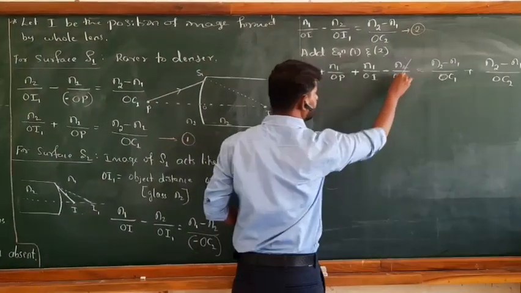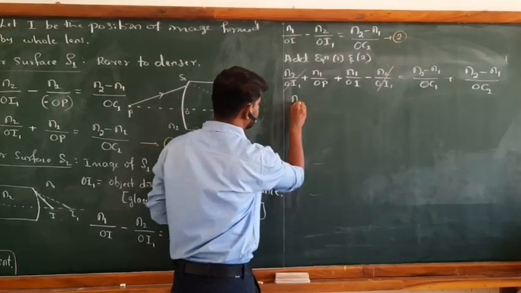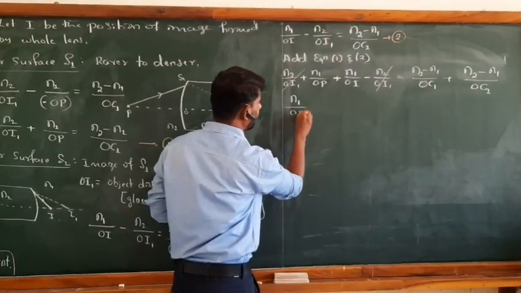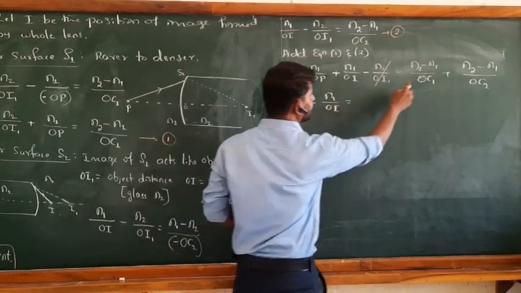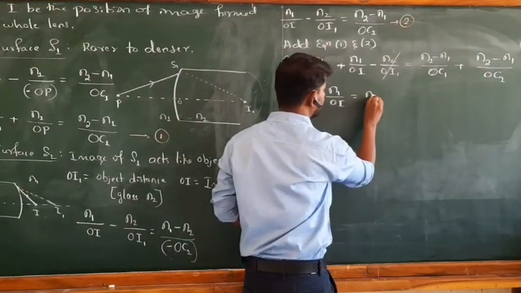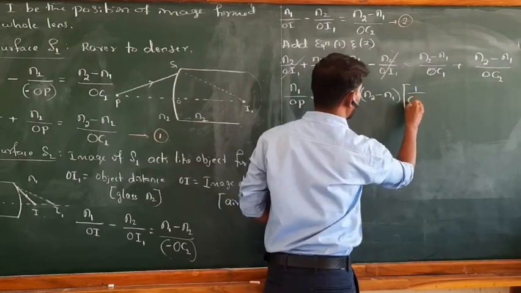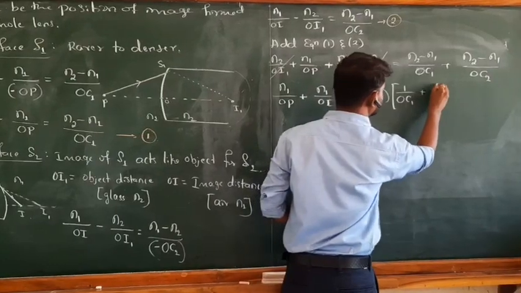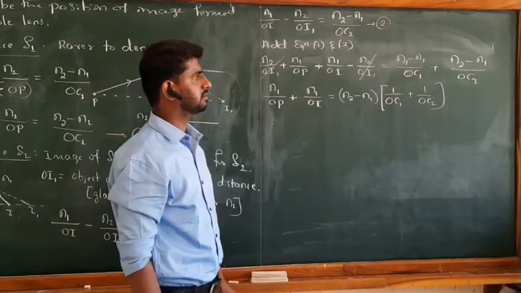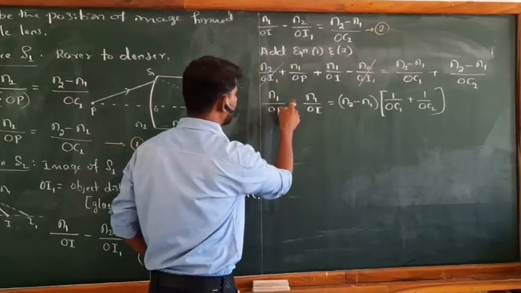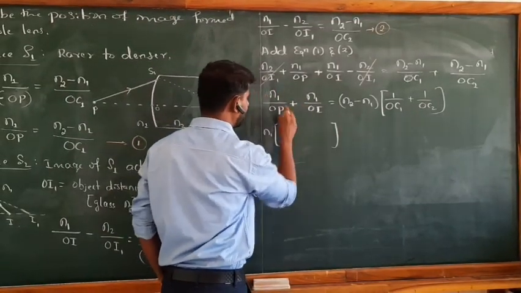This is negative n2 by OI1, this is positive n2 by OI1. Next step: n1 divided by OP plus n1 divided by OI equal to n2 minus n1, which is a common term, times 1 divided by OC1 plus 1 divided by OC2. Right? Next, n1 is a common term, take it out. 1 by OP.